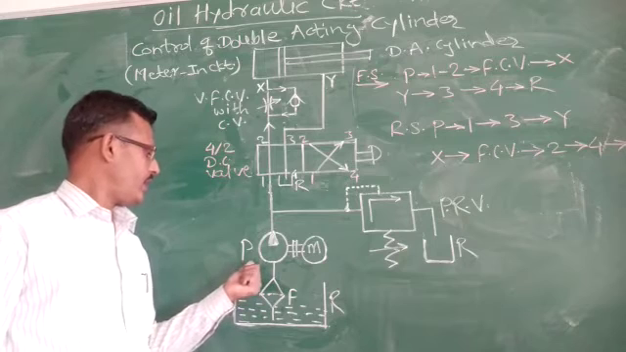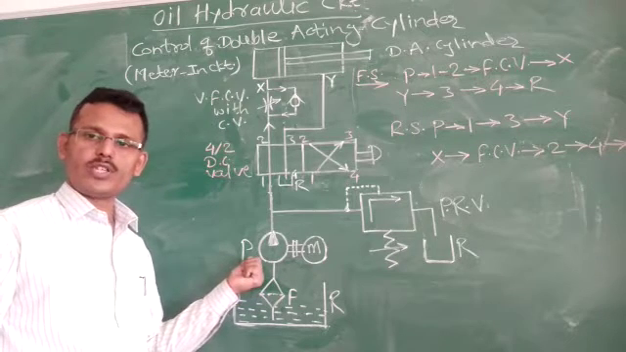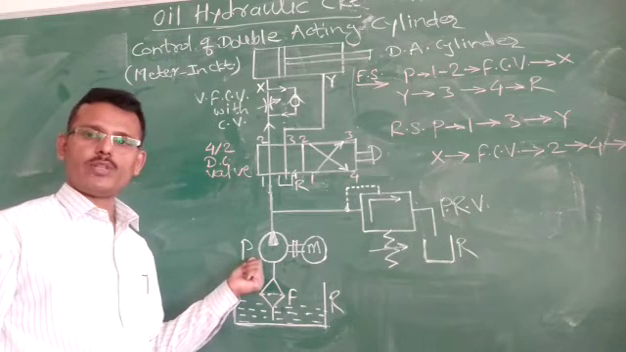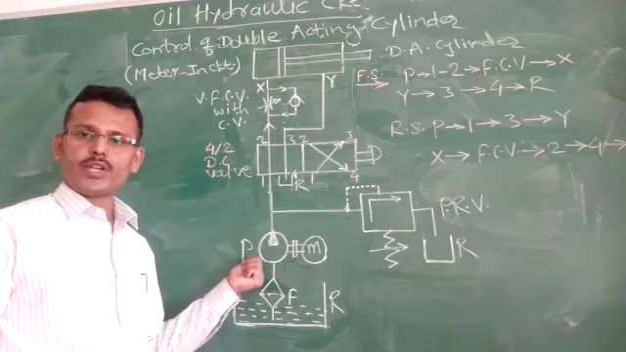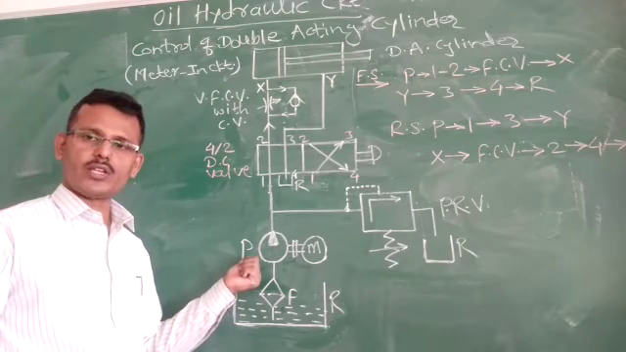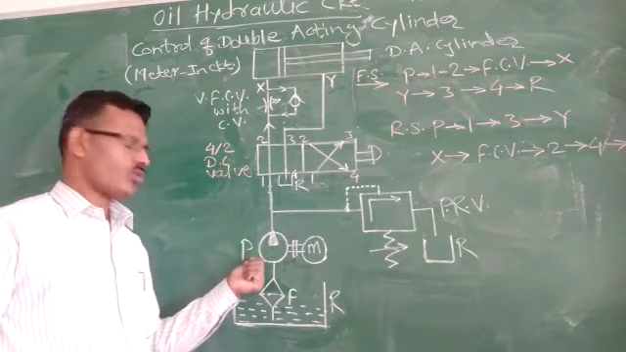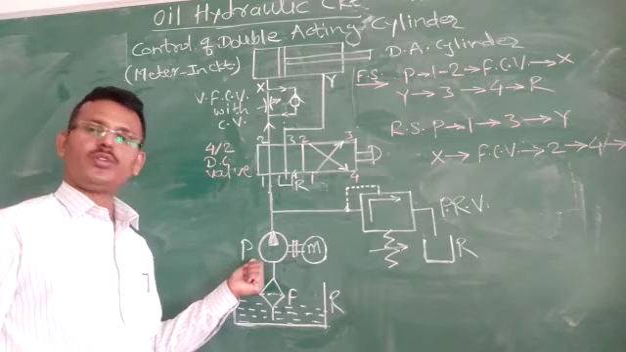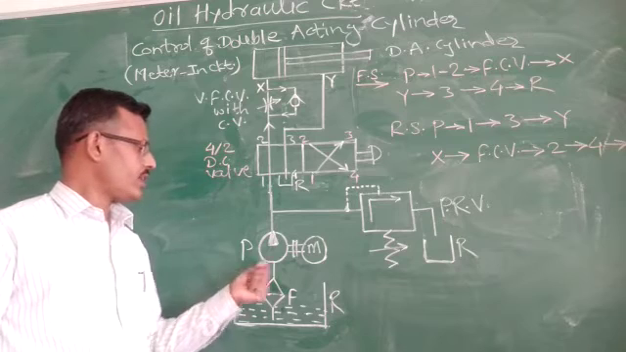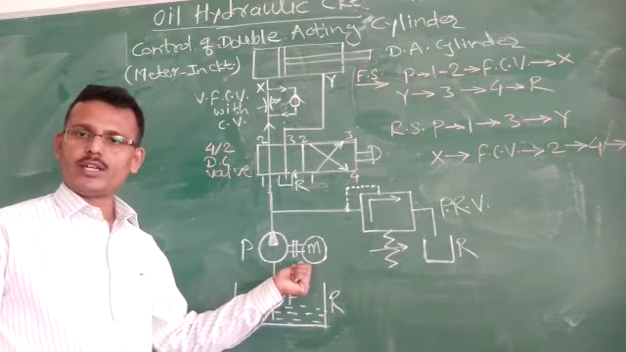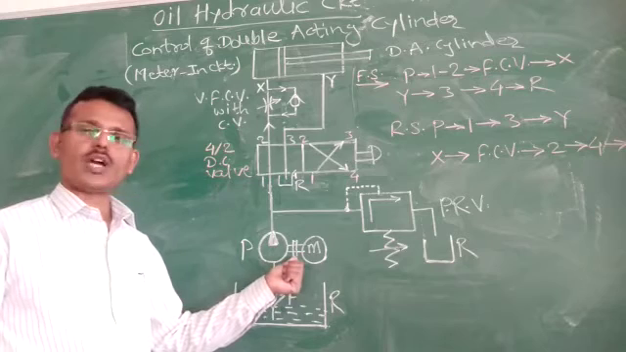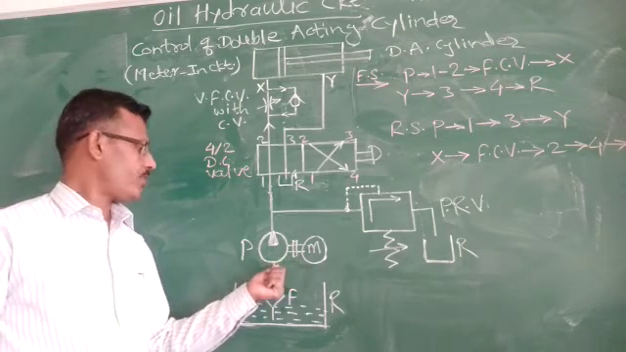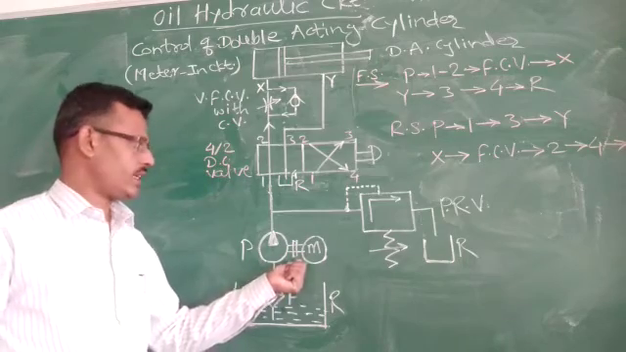The next component is the pump. This is a very important component of the hydraulic system. It is the heart of the hydraulic system. The main function of the pump is to increase the pressure of the oil, means to supply pressurized oil to the system. It works on the principle of converting mechanical energy into hydraulic energy. This pump is run with the help of a prime mover, that is an electrical motor. Here the shaft of the electrical motor is coupled to the shaft of the pump, and the pump is driven with the help of the electrical motor.